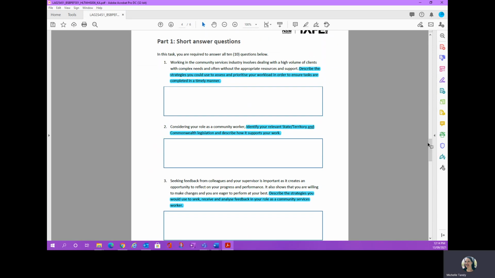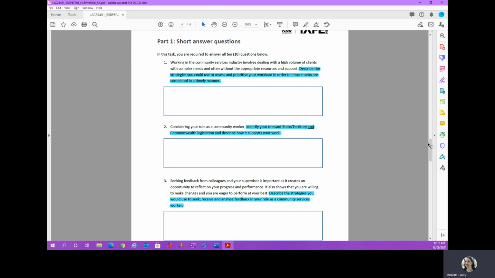So we have 10 questions in this assignment. We're going to work through each one. I'll give you some hints and tips. First things first, make sure you read all of your learning material before you attempt this assignment. A lot of the answers will be in the readings, and I'll also show you that there are some extra readings on the library guide. We'll get to that a little bit further on.